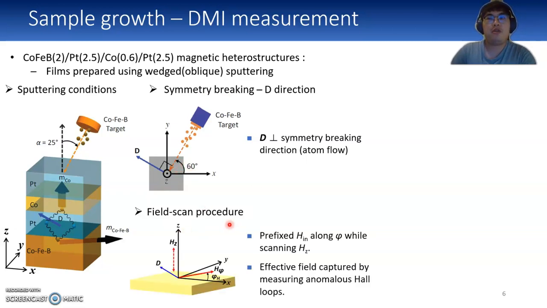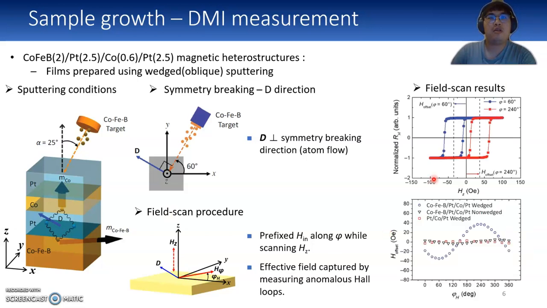A field scan procedure is established here, in which a constant in-plane field H_phi fixes the in-plane IMA magnetization at the phi direction, while we simultaneously scan the H_z field to capture the hysteresis loops of the PMA layer. The results are shown here with our PMA/IMA stack. The wedge stack indeed shows a sizable shift in the switching centers, which depends on the phi direction, and we define it as H_offset.